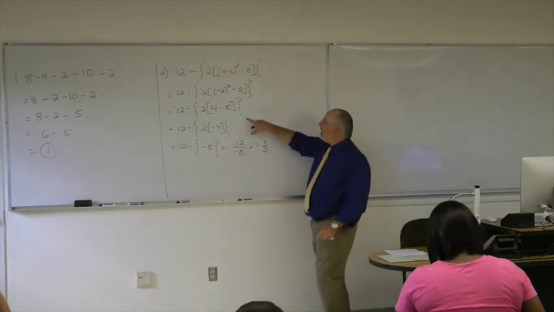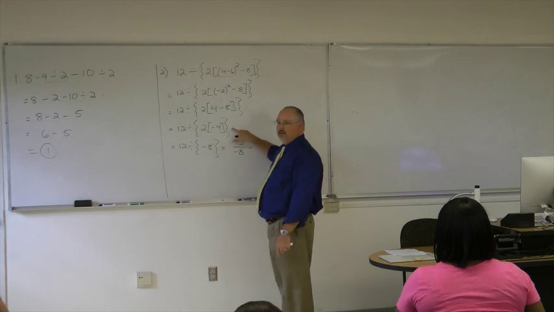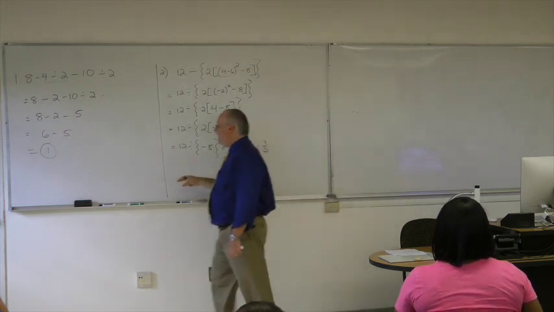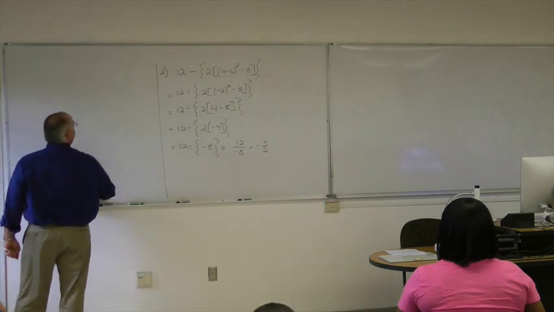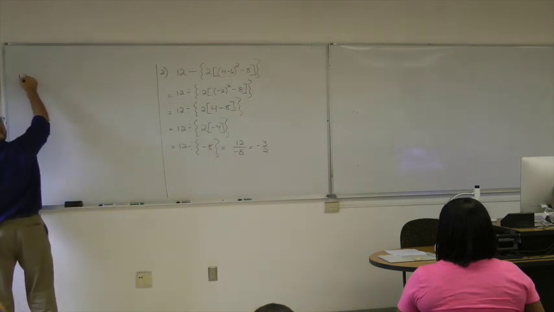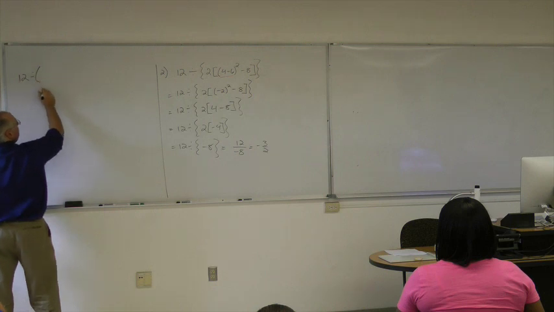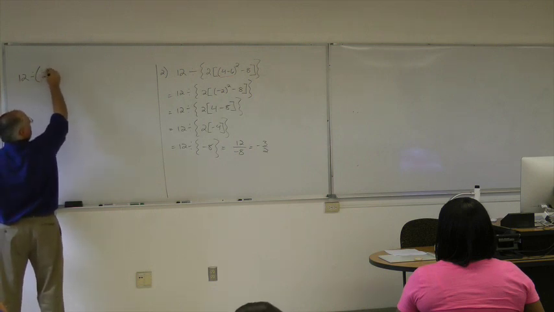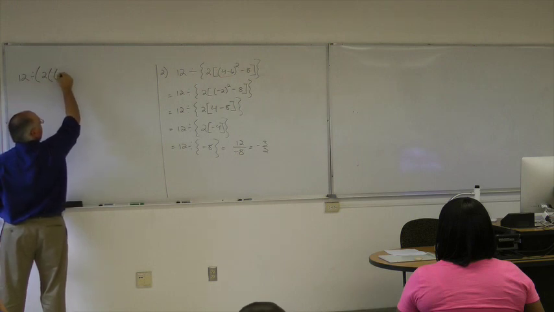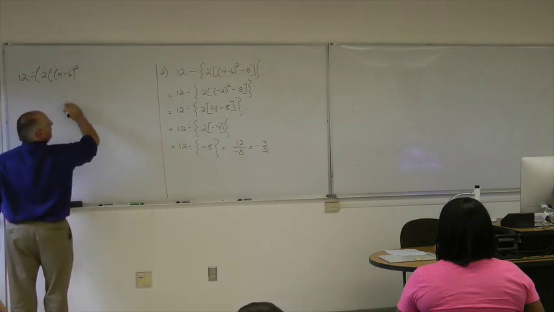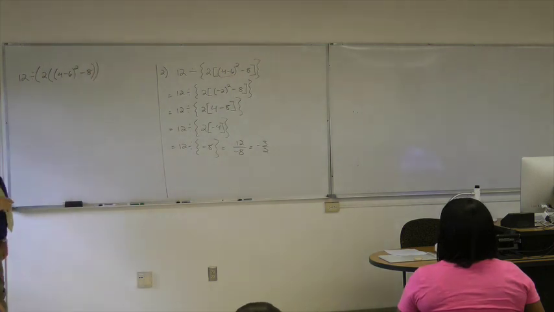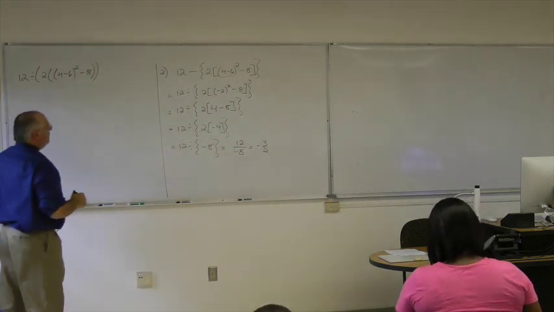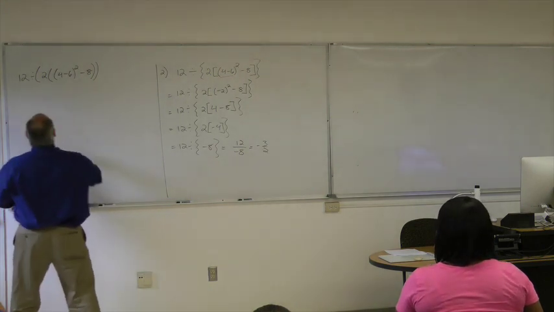All right? Don't let these, I know it looks kind of funky, all right? But this exact same problem could very easily be written like this. Two times 4 minus 6 squared minus 8. In fact, let me do this a little bit better.